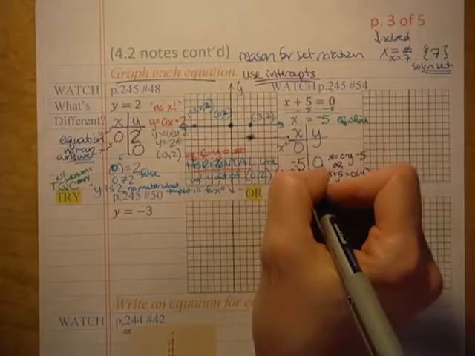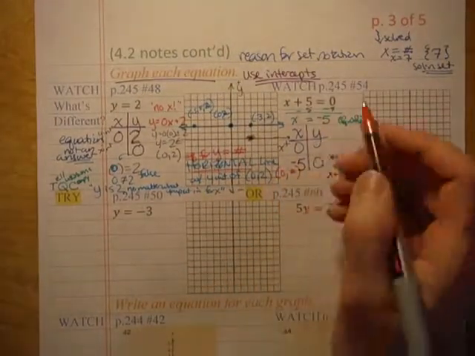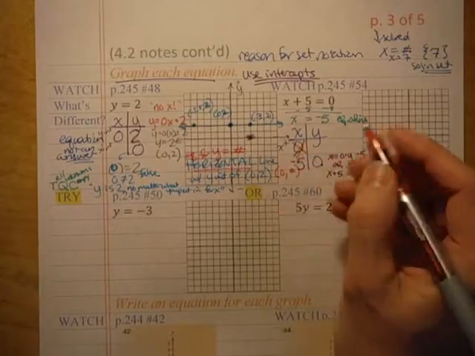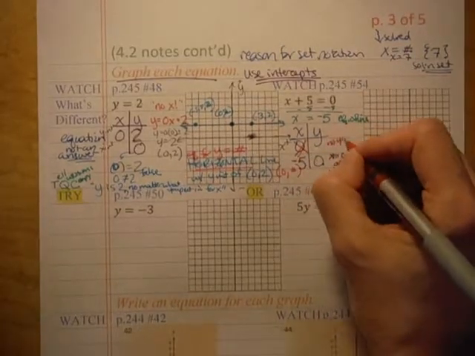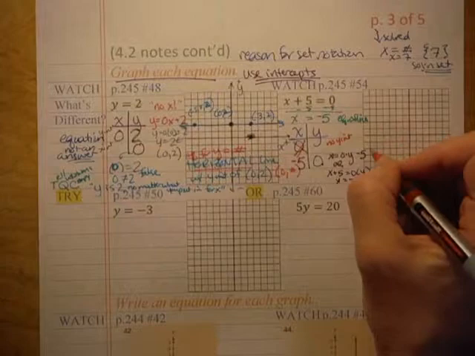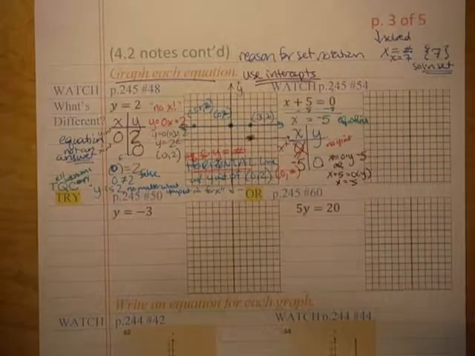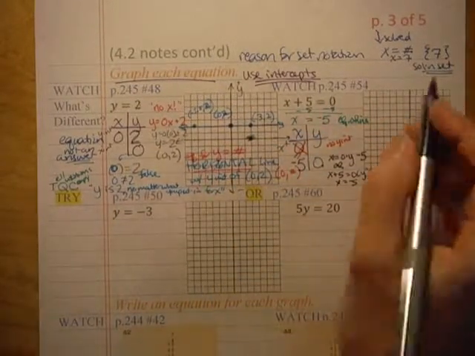So x will always be negative 5, which means that in that case, we can't put in 0 for x. There is no y-intercept. This does not cross the y-axis. It has an x-intercept of (-5, 0).